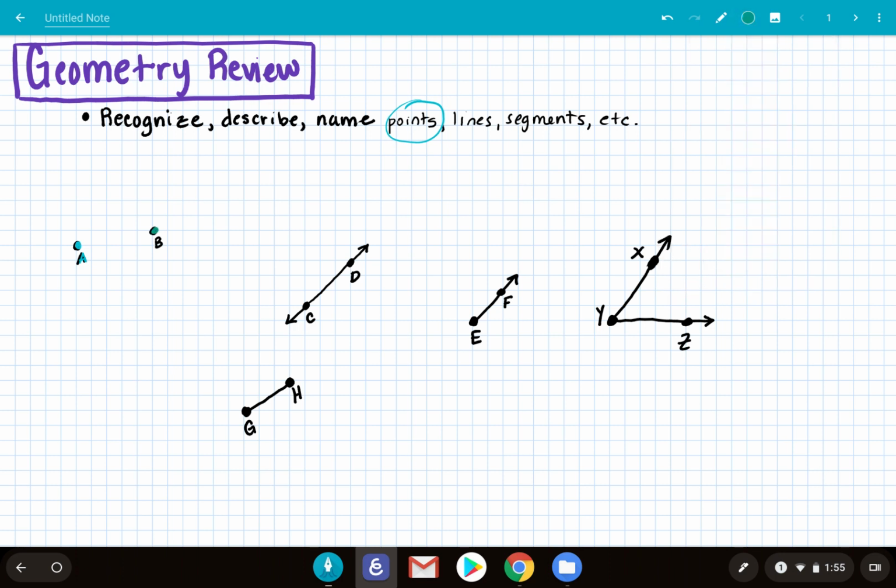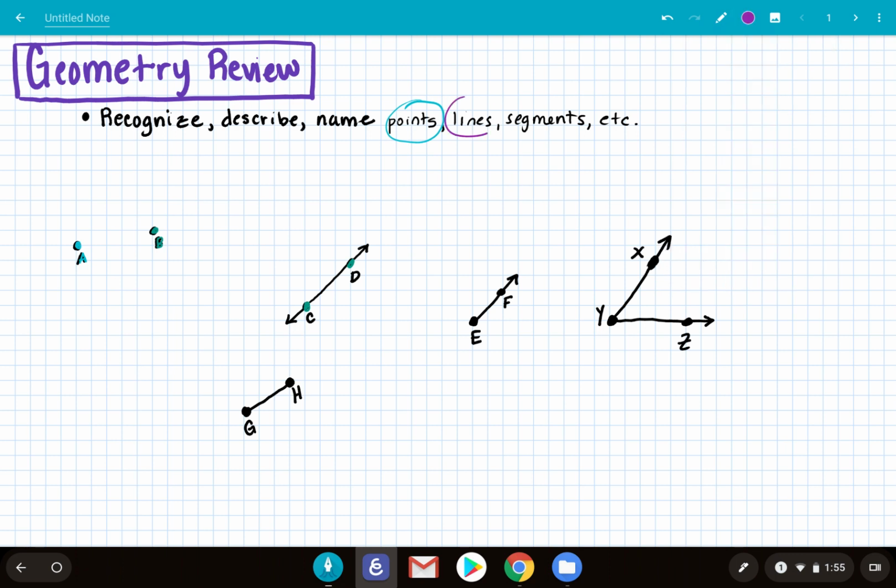here we have point B. They're not necessarily connected in any way. They're not necessarily part of any other figure, but they can be. So for example, in this case, point C and point D, these points are on what's called a line.